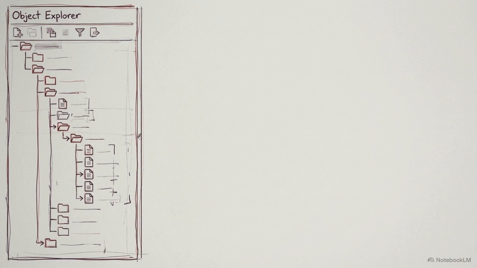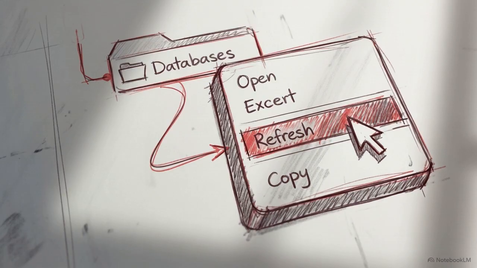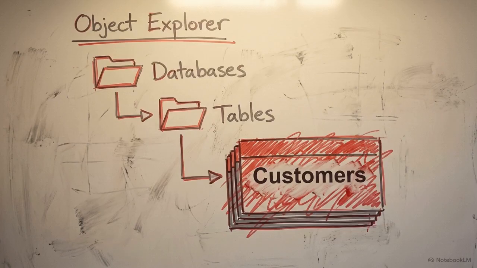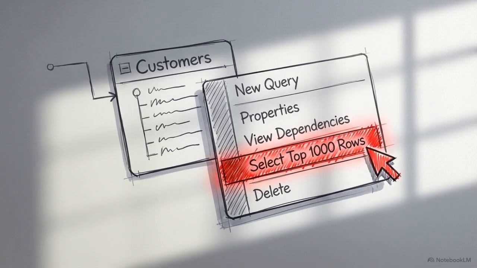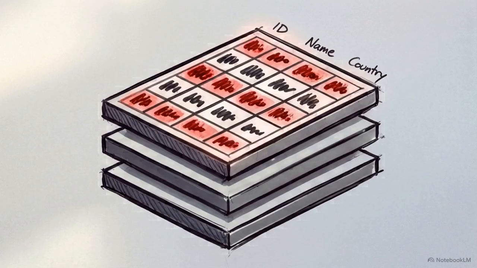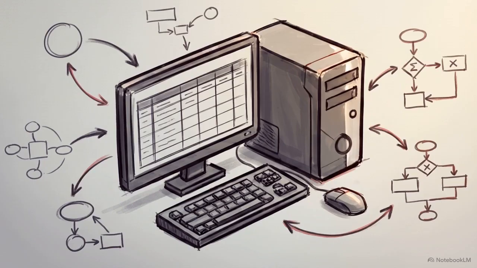The Object Explorer will not update on its own. To see these new tables, right-click the Databases folder and select Refresh. Navigate through the Databases folder into the Table subfolder. You should now see an object titled Customers. To verify the data is inside, right-click the Customers table and select Top 1000 Rows. SSMS will generate a query and display the records in the results grid below. Seeing these rows confirms that your local machine can now successfully store, process, and retrieve structured data.